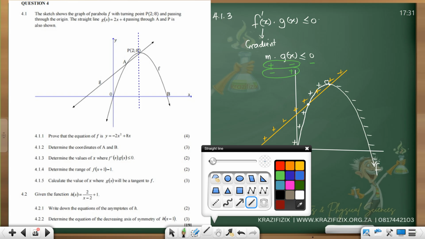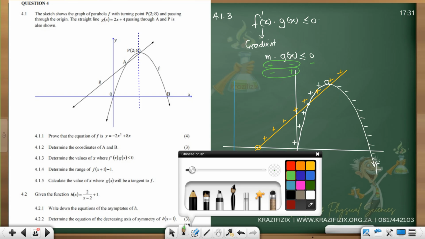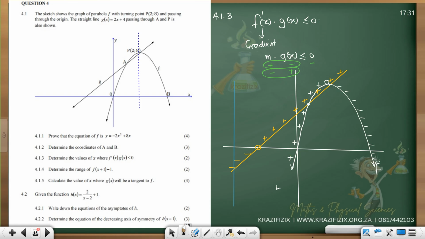Can I please get a blue line? Now remember here, this graph actually continues, which is not going to work for us. But remember, we also need a point where any one of them would be 0. Either gradient or g. So I see my first point. That point is important.